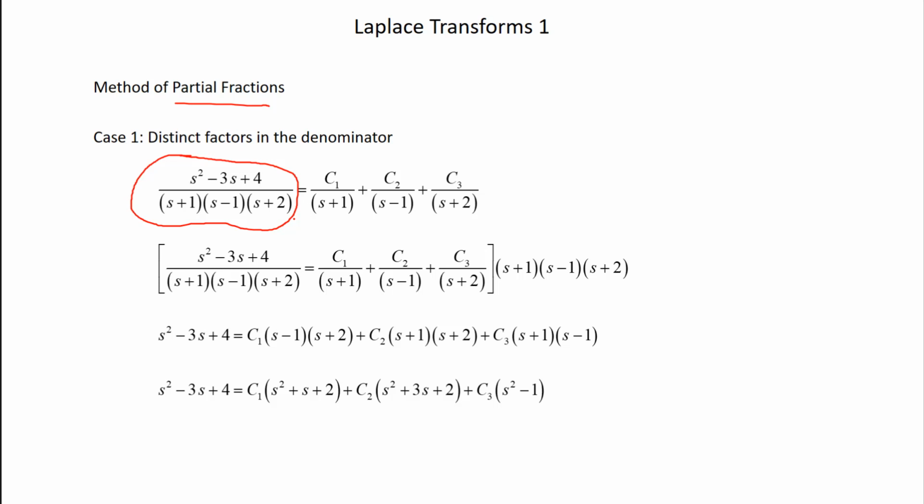Right, so method of partial fractions is likely something you've seen before, but it's worth just reviewing a little bit. So here's one of three different cases you might run into.